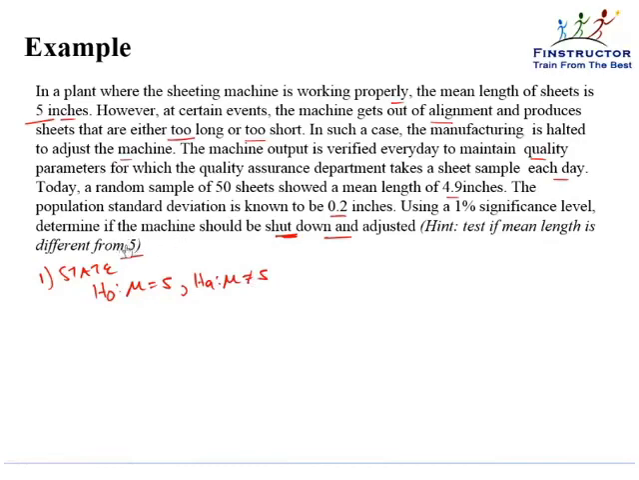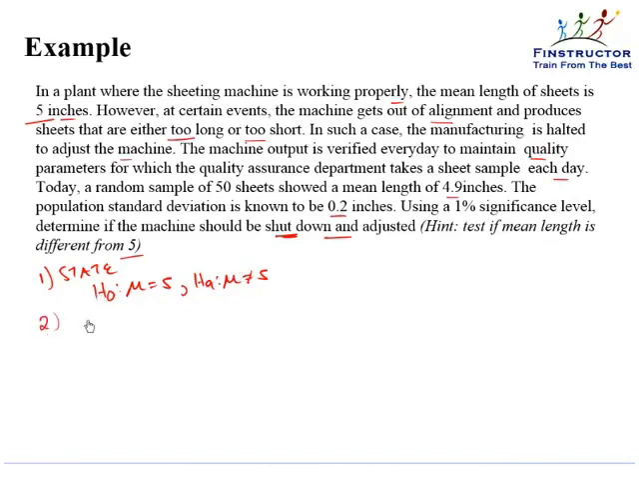We want to determine if the machine should be shut down and adjusted. We will shut down if the mean length is different from 5. We want to test that the mean length is different from 5. So the null hypothesis will be the other way around. It is what we have to reject. That is, the mean is equal to 5, and hence we will imply the alternative, the mean is different from 5. Remember, the equal to sign will always come with the null hypothesis.